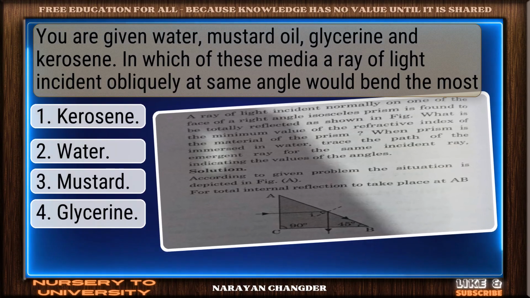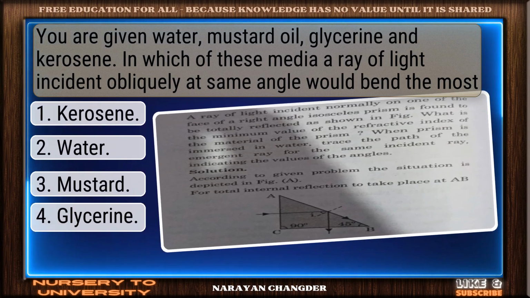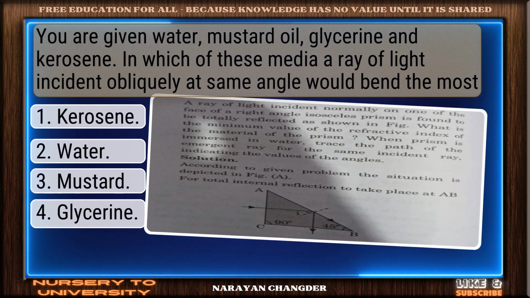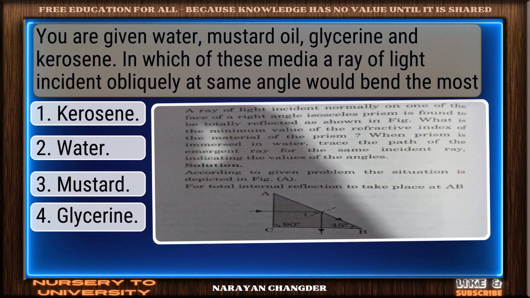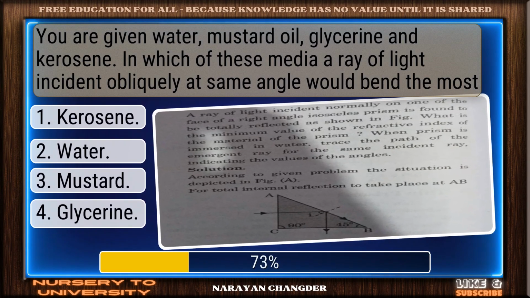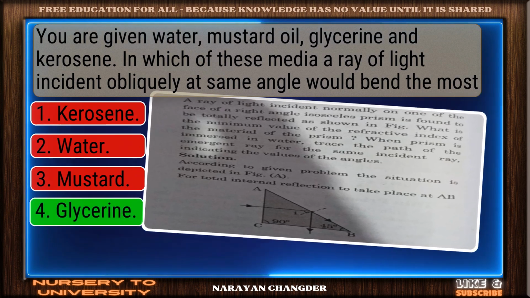You are given water, mustard oil, glycerin, and kerosene. In which of these media a ray of light incident obliquely at same angle would bend the most? You chose glycerin, and it is correct.